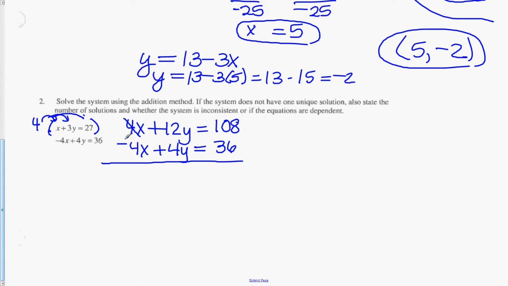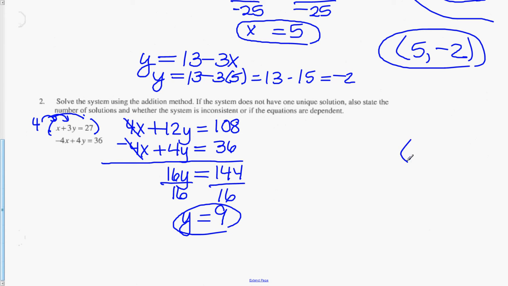Now, if I add straight down, my x's would cancel. 12y plus 4y is giving me 16y. 108 and 36 is 144. Divide both sides by 16. So y equals 9. So my y portion of my ordered pair answer, and you have to type all these answers in as ordered pairs, my y portion is going to be 9.